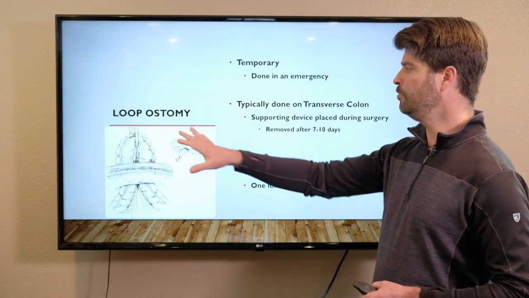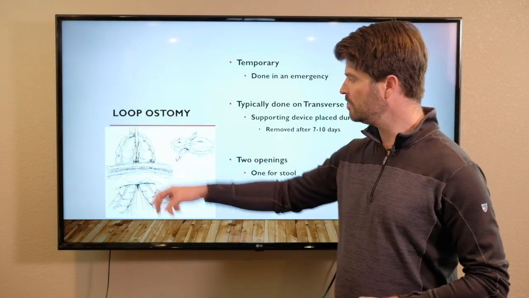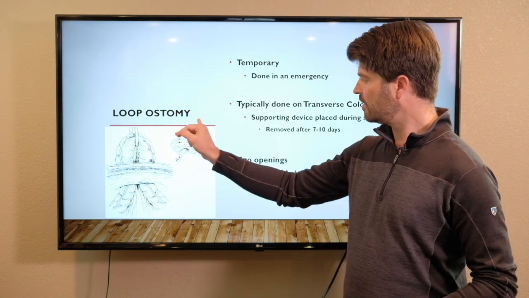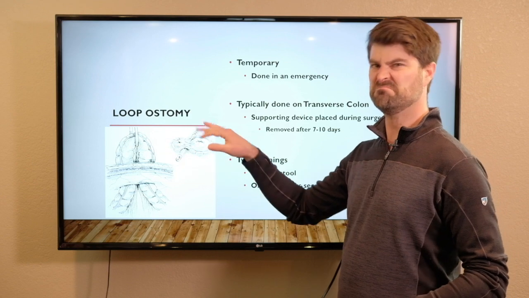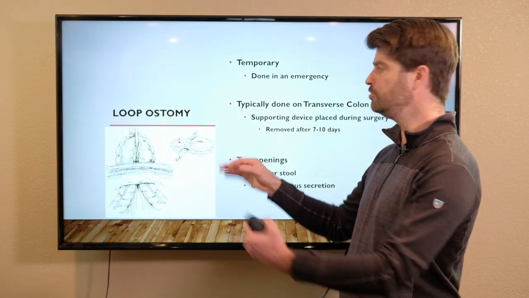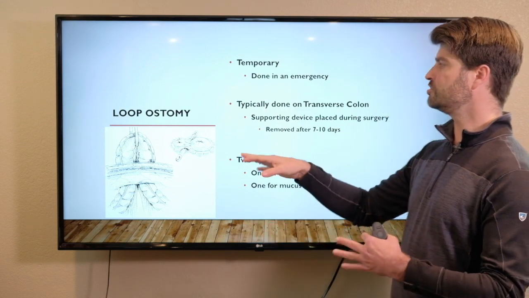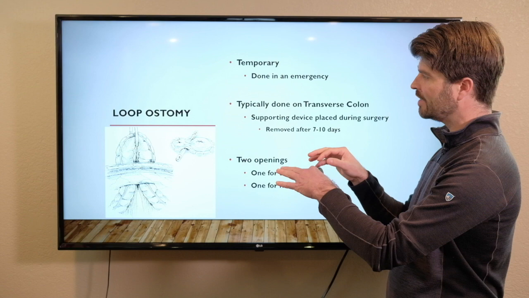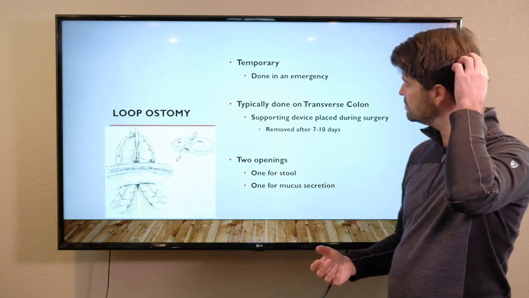So one is a loop ostomy, where surgically an incision is made on the abdomen. The surgeon pulls through a loop of bowel, kind of fillets it open so it's not completely cut, but most of it is cut, but we have the two lumens exposed, right? This is usually done in an emergency. It's the most temporary of all the different types of ostomies.